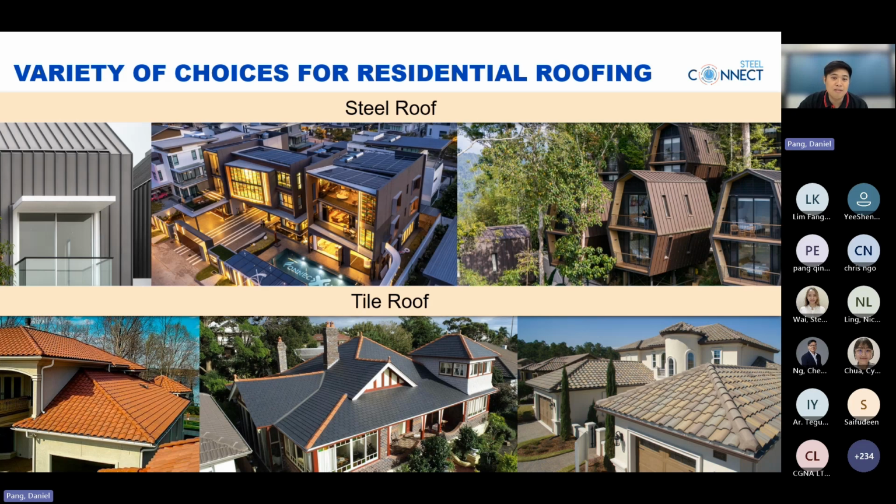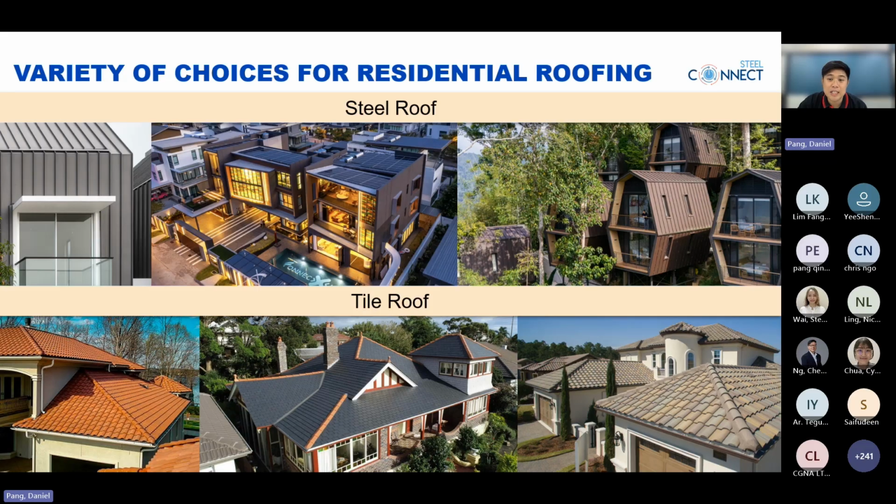When we talk about residential roofing, we almost always end up with two dominant systems. At the top, steel roof, at the bottom, tile roof. Both perform the same basic function. They keep the weather out, but in terms of design, structure and performance, they behave very differently.